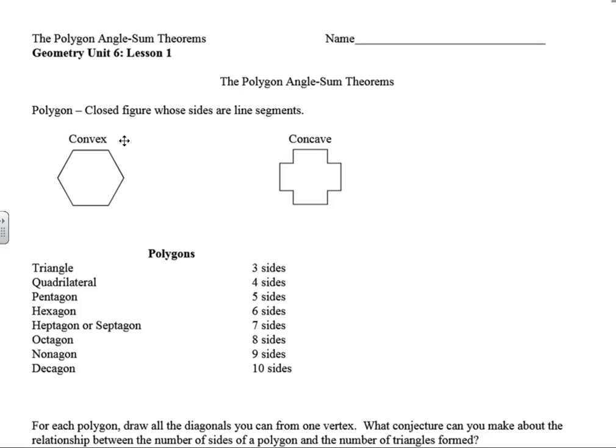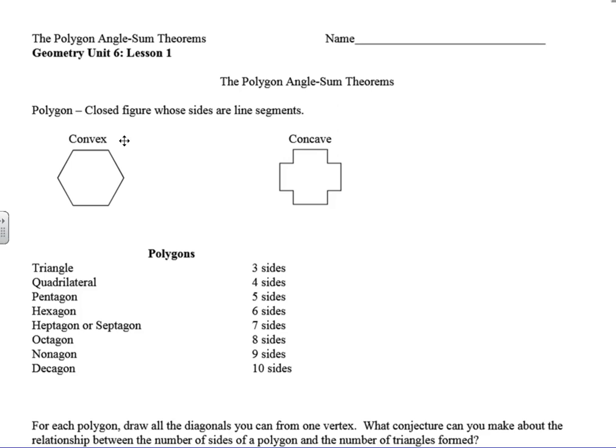We're in Unit 6, so cranking along through the units, and today we're going to look at the Polygon Angle Sum theorems. Before we get to that specific theorem, and I'm excited because I got a song for it, hip hip hooray, we'll talk about some definitions.